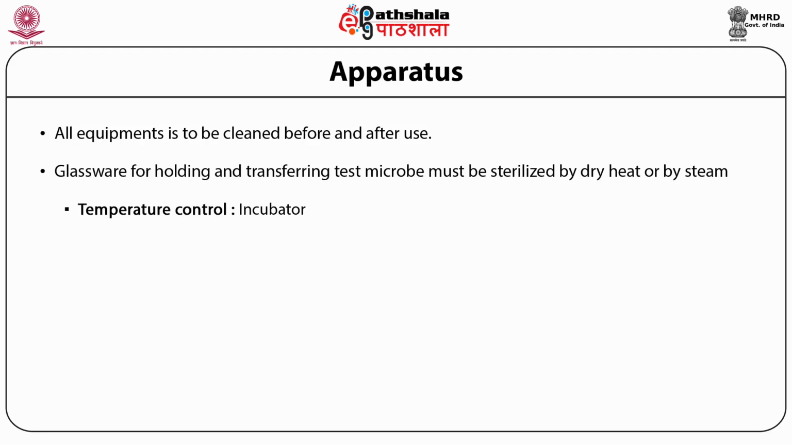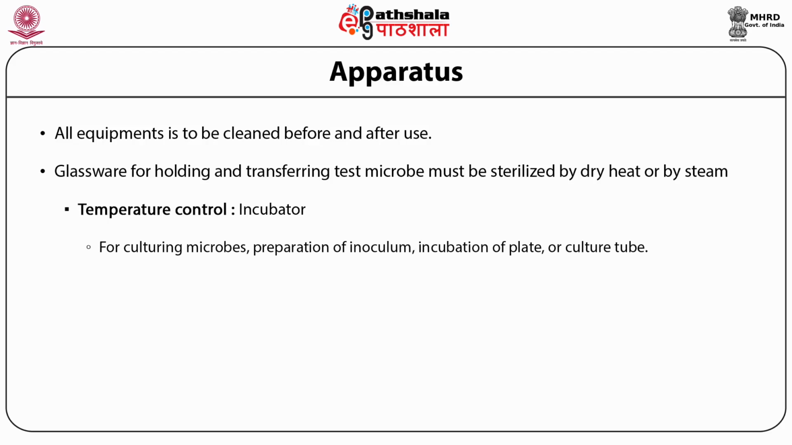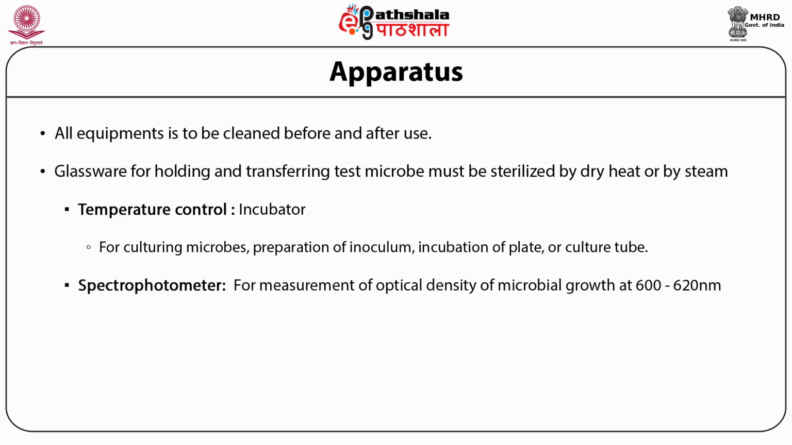These incubators are used for culturing microbes, for preparation of inoculum, for preparation of seed culture, and incubation of plates or culture tubes. Spectrophotometer is another apparatus, used for measurement of microbial growth at different wavelengths, particularly 600 to 620 nanometer wavelength is used for measurement of bacterial growth. But as per IP, we can use a specified wavelength.